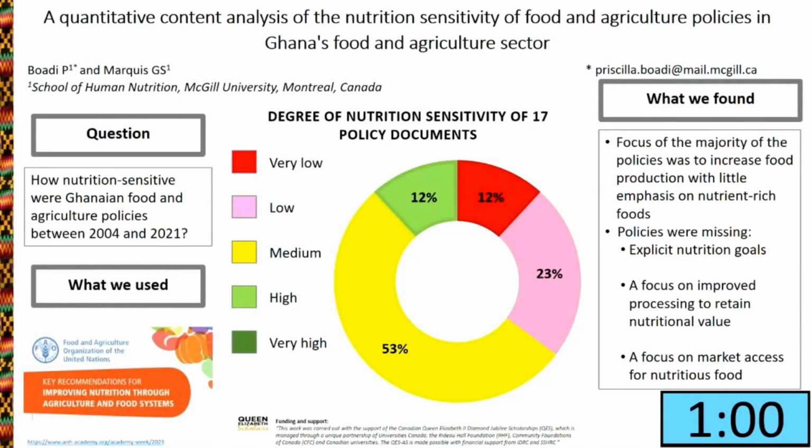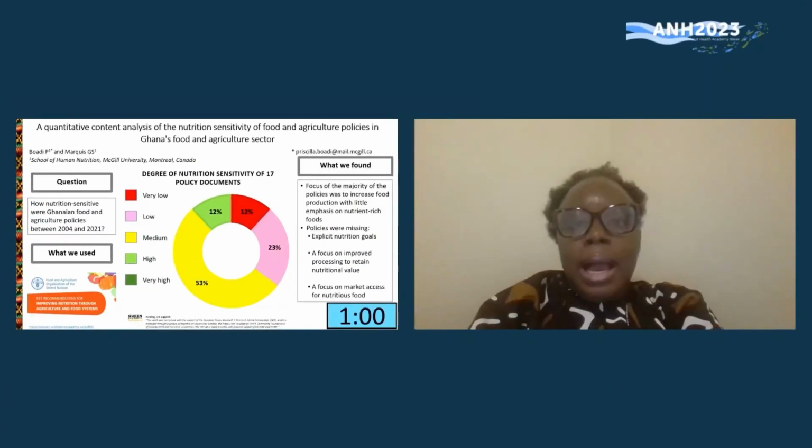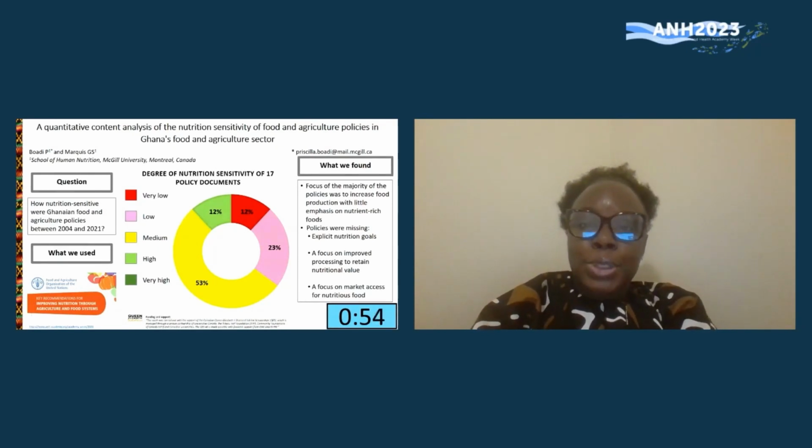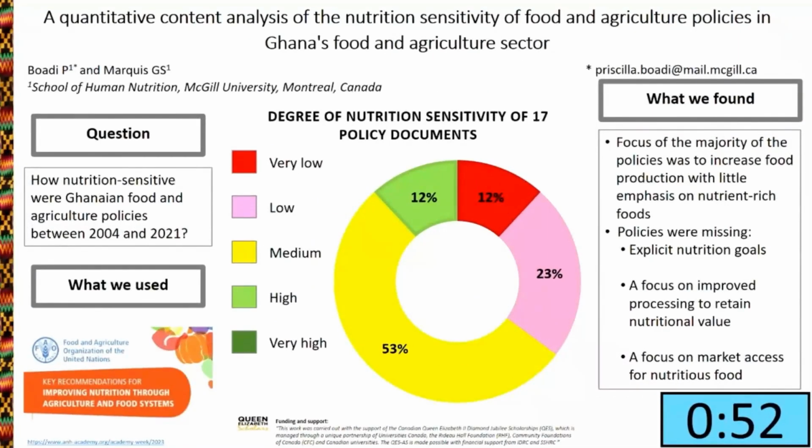Priscilla Boadi. Adopting nutrition sensitivity in agriculture means maximizing the positive impacts of food and agriculture policies on nutrition. Meanwhile, there's limited evidence on the extent to which food and agriculture policies are nutrition sensitive.